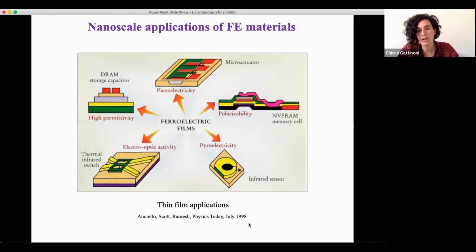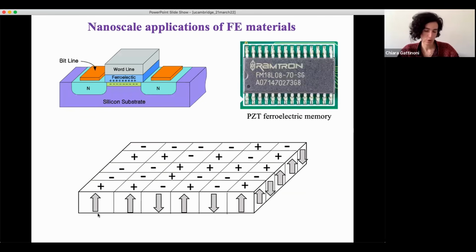This is quite an old article, but I think it's really nice because it's a non-scientific paper. It's a sort of general interest article written by some of the giants in the field. So I think it's a really nice read if you're interested. I will sort of be focusing more on the applications in memories. So this up and down polarization can be looked at as the logic bytes. So ferroelectric memories do exist.